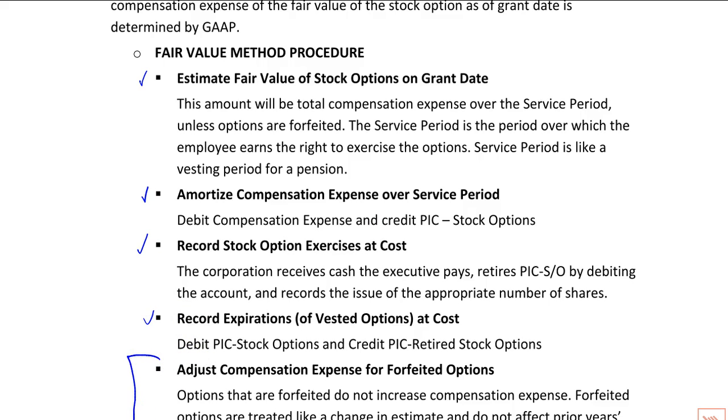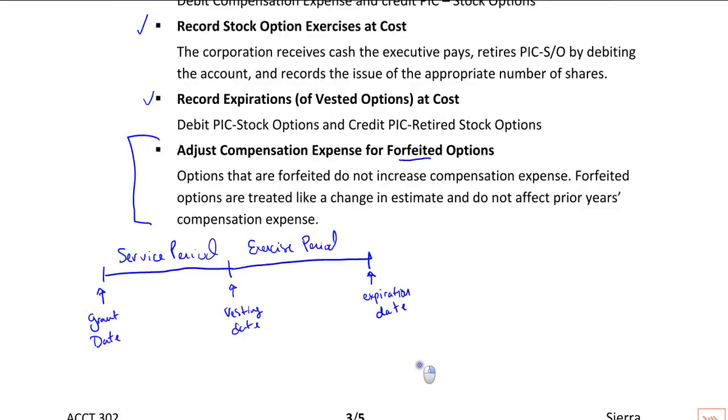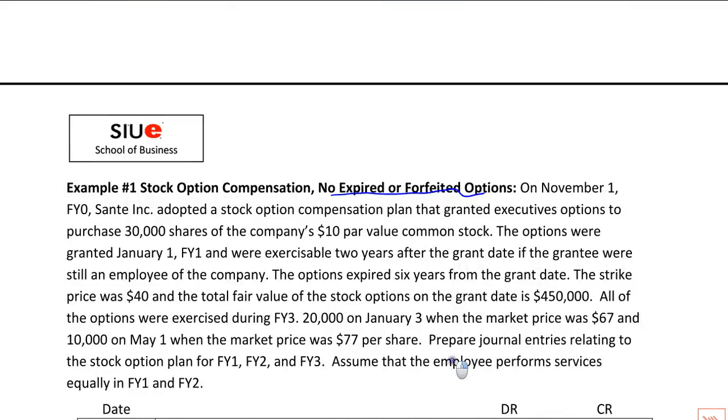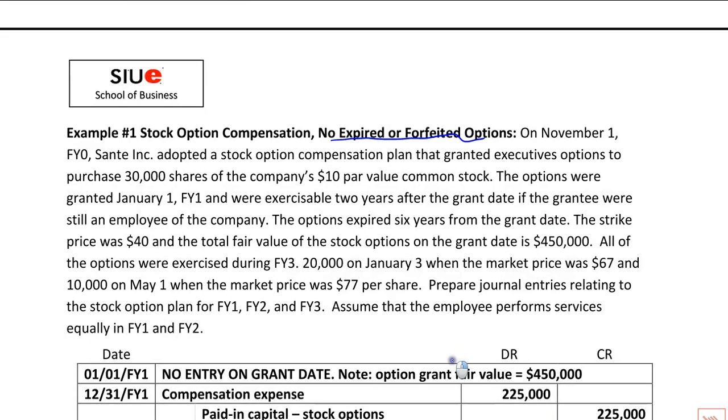One thing we have to be aware of during the service period is we may have to adjust for forfeited options. Okay, because if they're forfeited, we're not going to count them in the expense. All right, in this first case, there is no forfeiture.